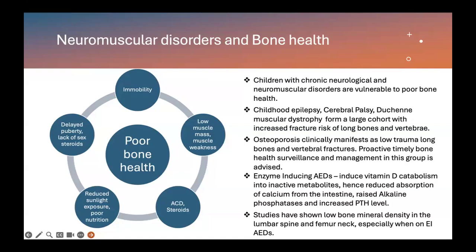Osteoporosis clinically manifests as low trauma long bone and vertebral fractures, and hence every attempt to elicit this history must be made. Proactive, timely bone health surveillance and management in this group is advised.